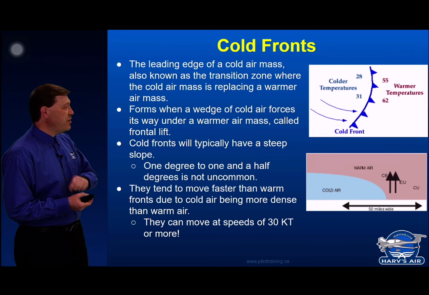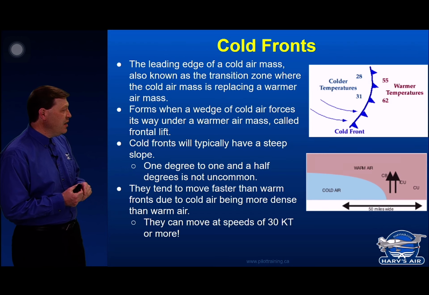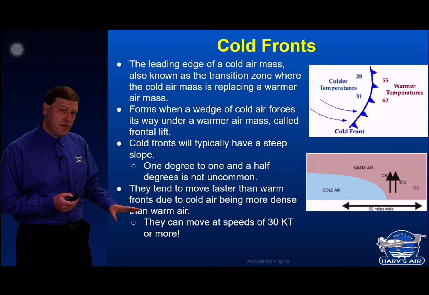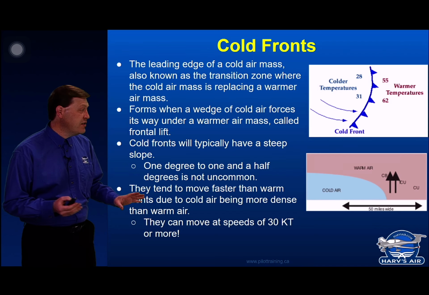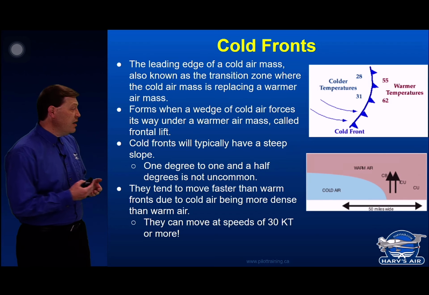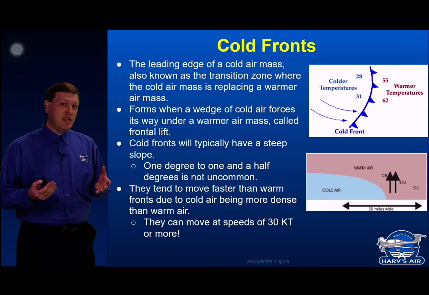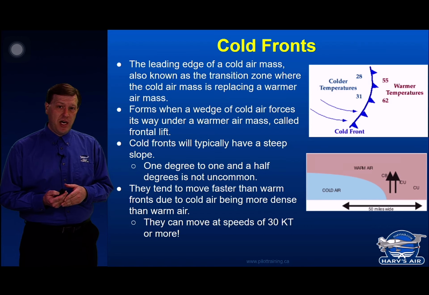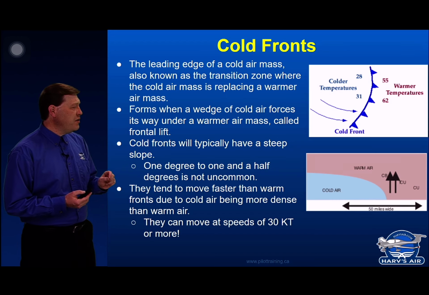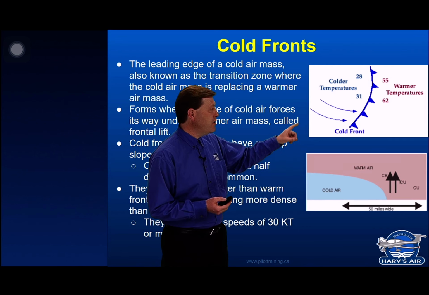Now, cold fronts will typically have a steep slope. 1 degree to 1.5 degrees is not uncommon, and they do tend to move much faster than warm fronts because cold air is exceedingly dense. Many cold fronts can move at speeds of up to 30 knots or more. Now, this slide doesn't mention as well, but the typical depth of the leading edge of a cold front is usually not that big. It's usually about 50 nautical miles. So I think what I'm going to do is we've got some diagrams here, but I think I'm going to go back over to the whiteboard.